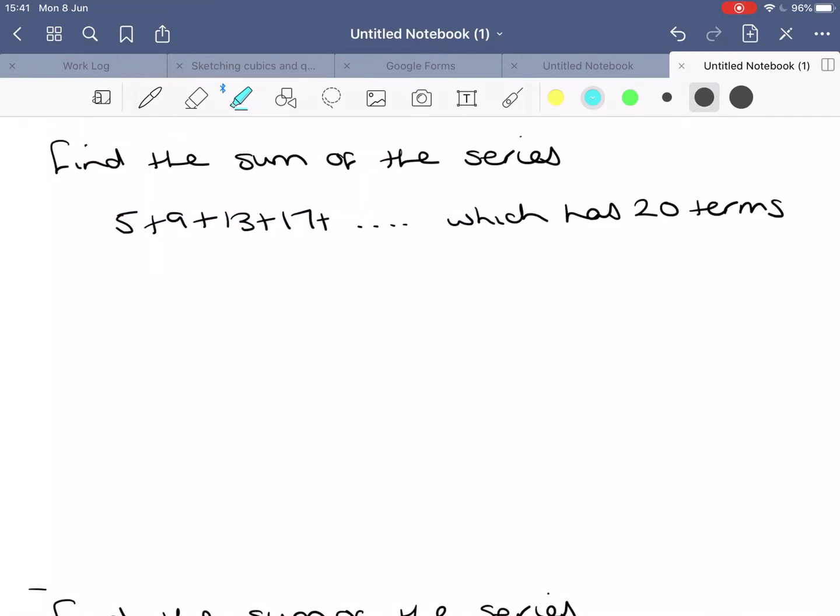Right, so let's have a look at some questions. Find the sum of the series 5 plus 9 plus 13, which has 20 terms. Start exactly as I did last lesson. I'm going to write what I know. I know the first term is a, the common difference is 4. I know n is 20.